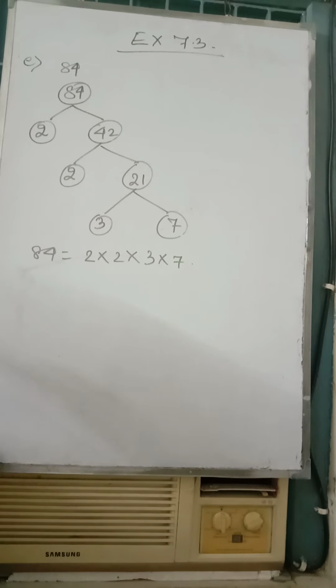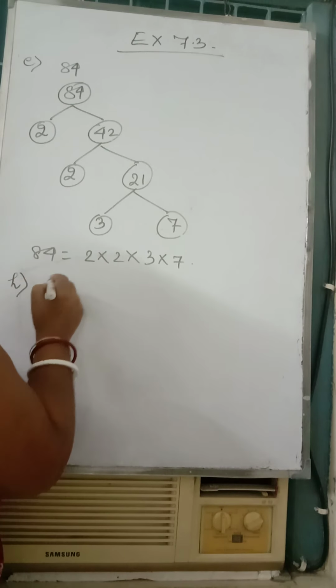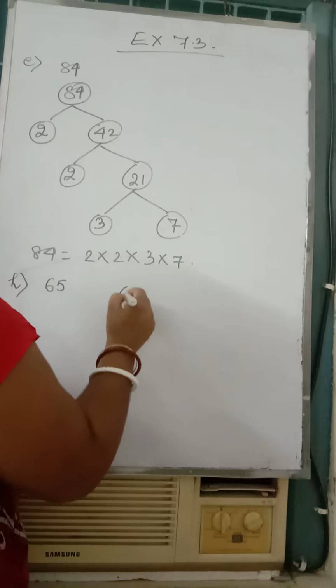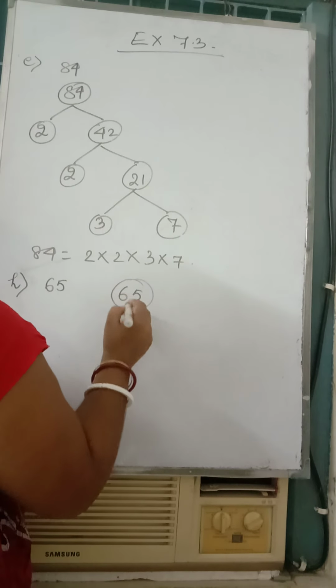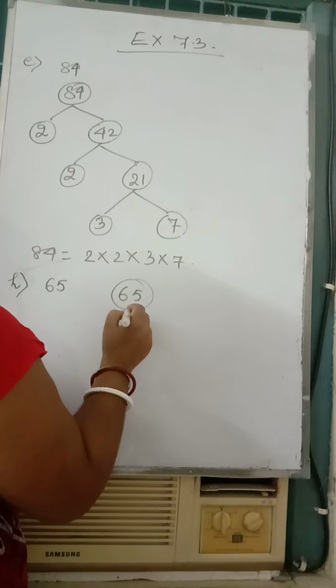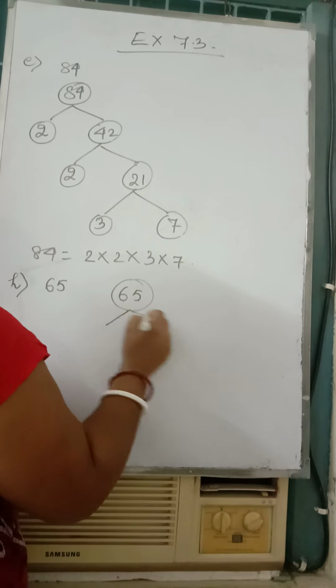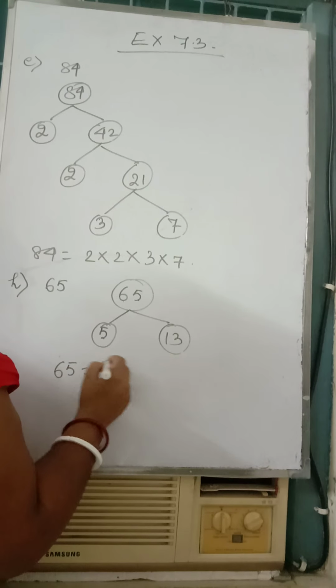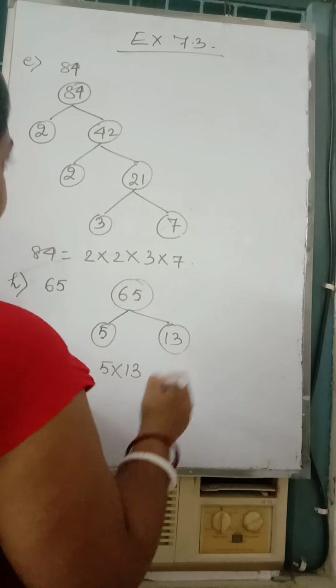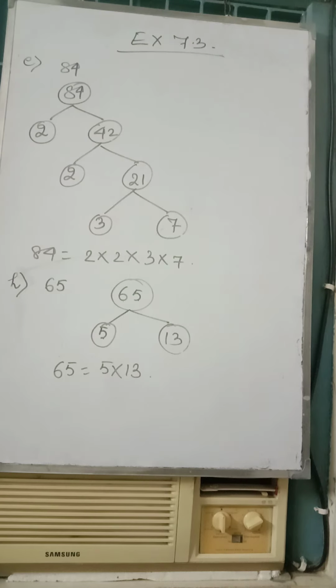Number H, 65. So we'll write 65 here. 6 plus 5 is 11, not divisible by 3. So 5, 13. Both are prime numbers, so 65 is equal to 5 into 13. So this is the way to draw a factor tree. Is it, my dear?